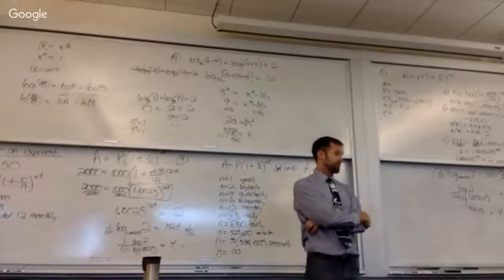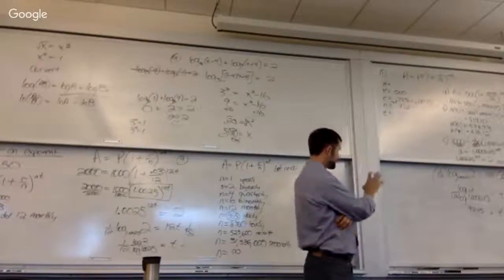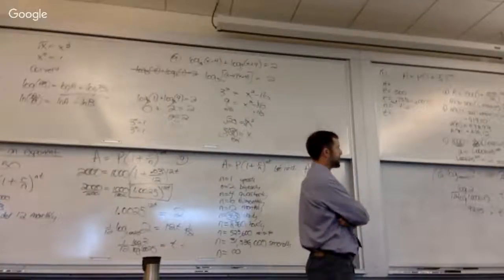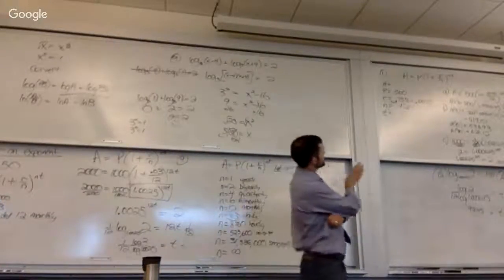Great question. T is always years. The formula is based on years. It's always years. Okay, well, folks, we did a really nice job on number 1.